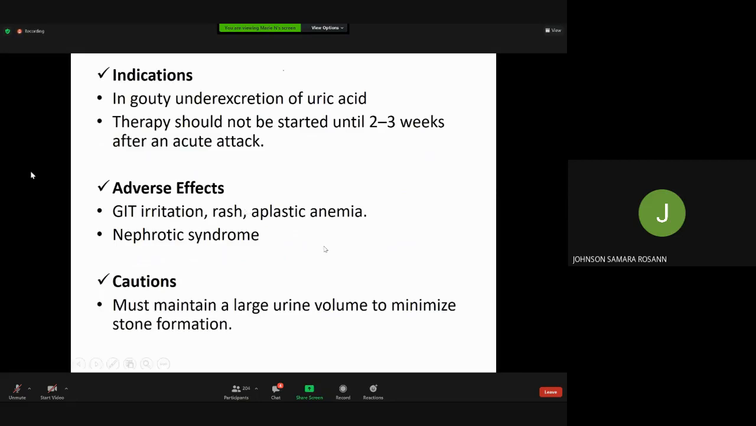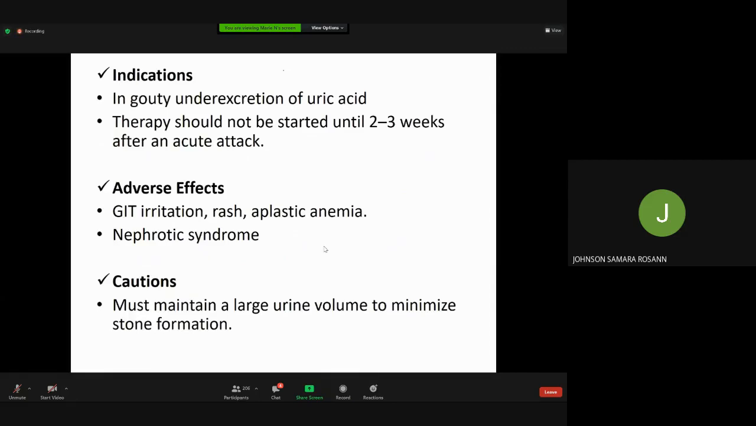Again, you don't want to start the uric acid lowering therapy immediately during an acute attack. So wait for at least 2 weeks after the attack before you start lowering the uric acid using your uricosuric agents. Adverse effects associated with probenecid: it may cause GI irritation, it may cause a rash, it may suppress the bone marrow and cause aplastic anemia. And in the kidneys, you may get nephrotic syndrome. Nephrotic syndrome is where you're losing a lot of protein through the urine. So you get a leaky glomerular basement membrane in the kidneys, and then you're leaking a lot of proteins.